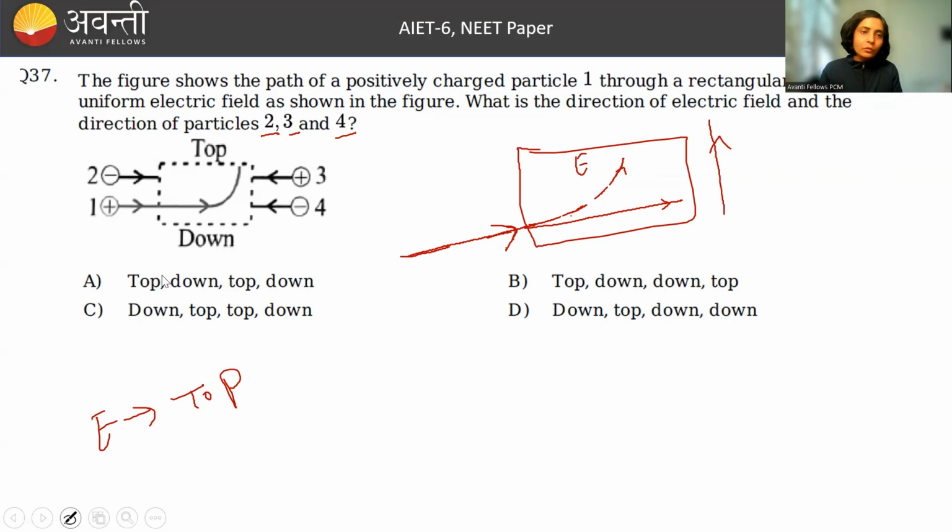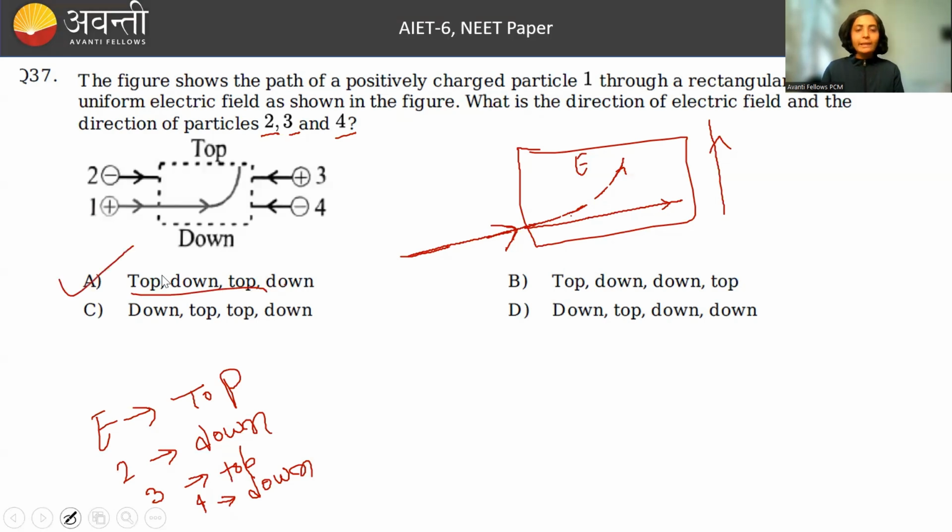Now let's see particle 2. Particle 2 is negative. So on it, force will act opposite to the electric field. So on 2, in which direction will force act? Down. Come to 3. 3 is a positive charge. On it, force will act in the upward direction because electric field direction is top. So 3 will have a tendency to go to the top, that is up. And 4 is a negative charge. It will experience force opposite to the direction of electric field, that is bottom. Okay? So 4 will go down. Top, down, top, down. This is the correct answer, right? So A is your correct answer.